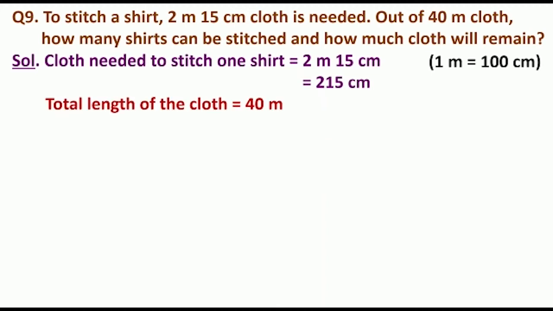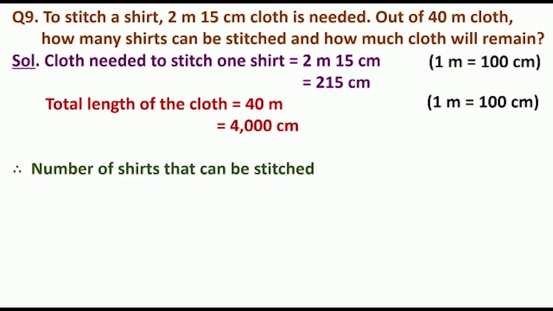Okay, so this 40 meter again we have to convert into centimeters. So 1 meter equals 100 centimeters, so this 40 meter will be equal to 4000 centimeter. Now we need to find the number of shirts that can be stitched by this 4000 centimeter of cloth. So what we need to do is divide this 4000 by 215 to find the number of shirts. So we will divide this 4000 by 215.